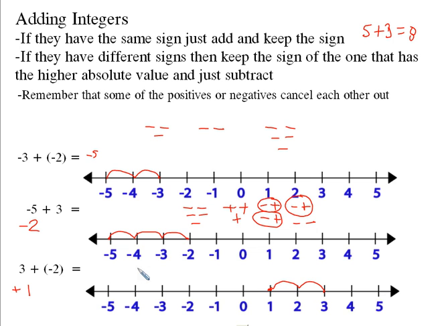And again, one more time here, we've got plus, plus, plus. And then we're adding a negative and a negative. So this cancels out. This cancels out. And what do I have left? I just have 1 positive left.